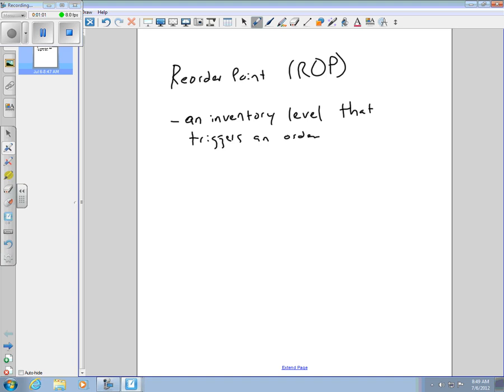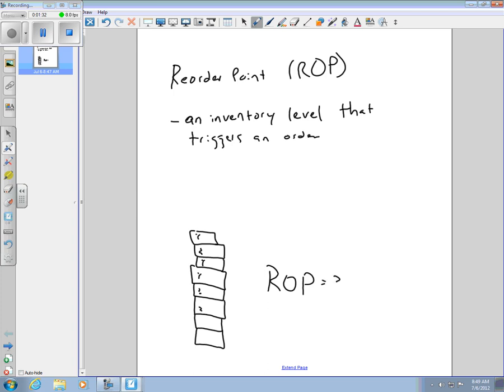So let's say I've got a stack of books. I'm selling textbooks, okay? So here's my stack of books. I'm not an artist, people. Okay, so this is my stack of books on the shelf. And as soon as my inventory hits a certain number, then I place an order. Okay? So let's say my reorder point with respect to these books equals 3 books.